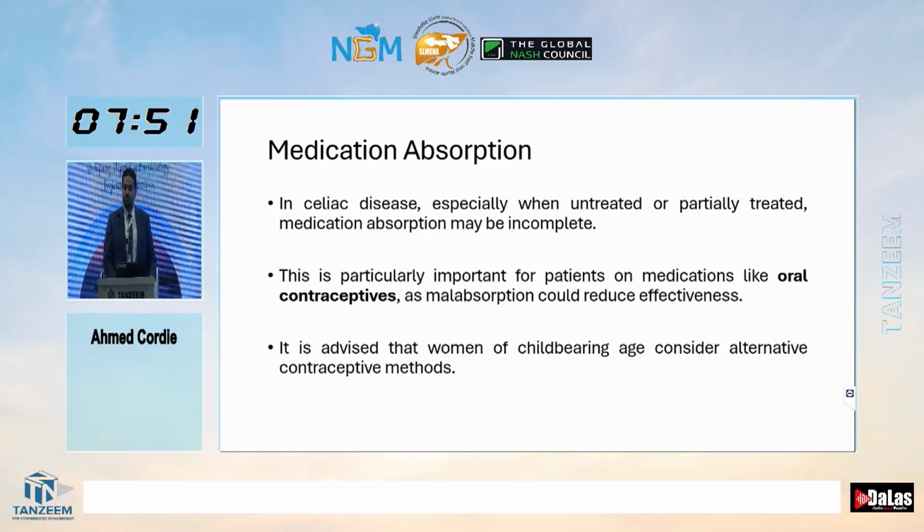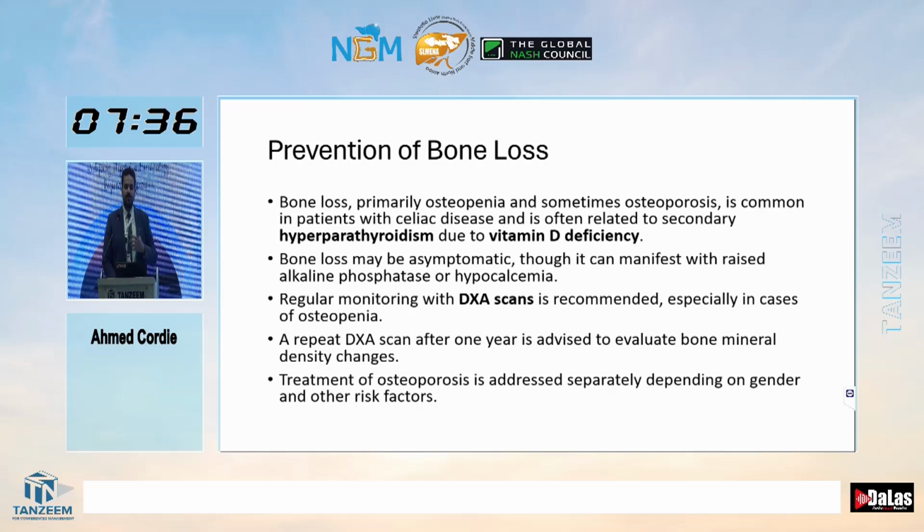For medication absorption, if the person is untreated or partially treated, there is a risk of decline in medication absorption, especially for something like oral contraceptive pills, and that's why they should be avoided in childbearing-age ladies with celiac disease. For the prevention of bone loss, usually these persons have osteopenia, sometimes osteoporosis.